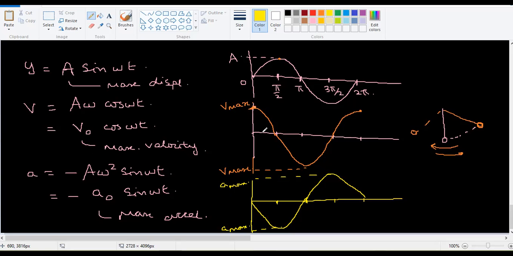Any questions around following the mathematics and the graphs? Are you able to see the relationship? Yes, no? Yes. Okay.